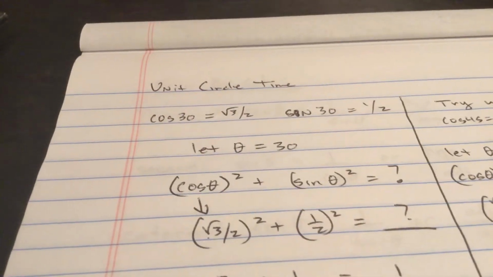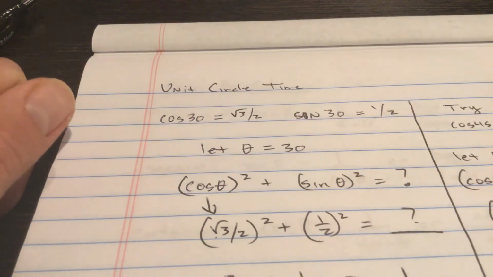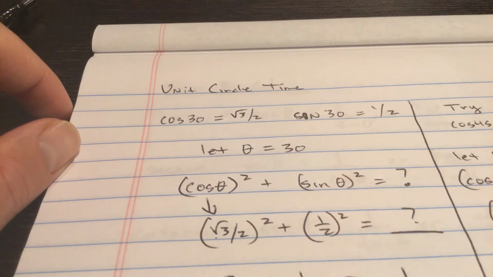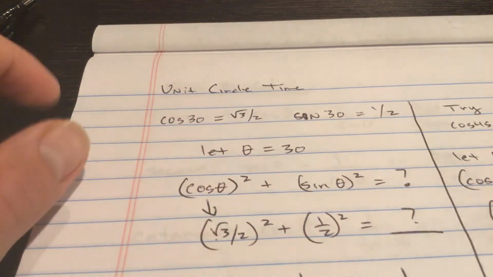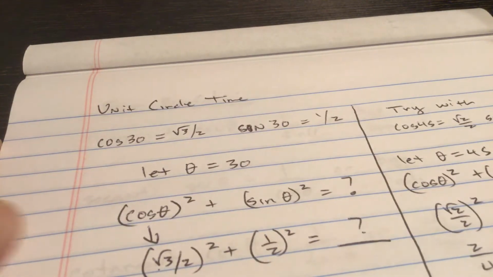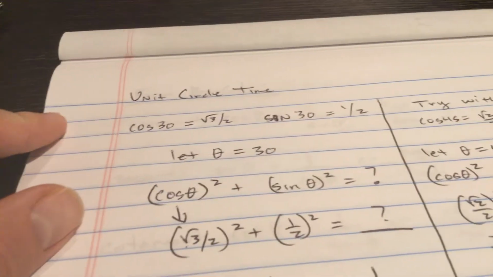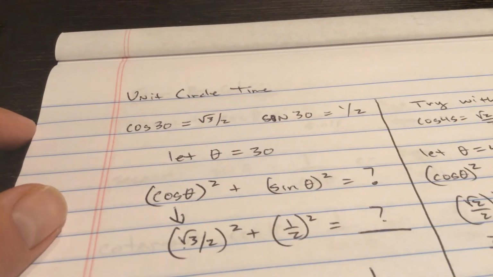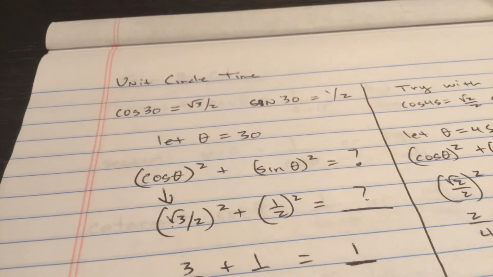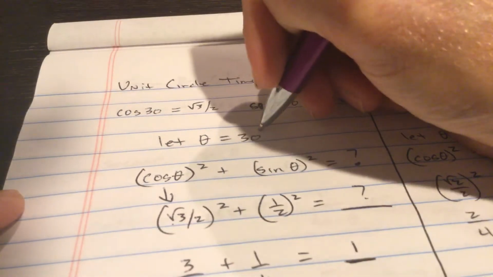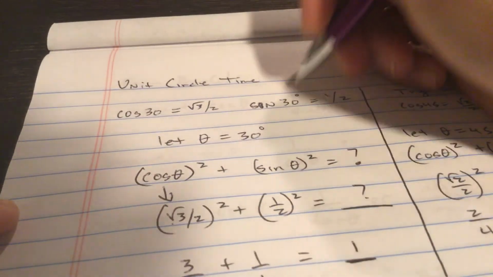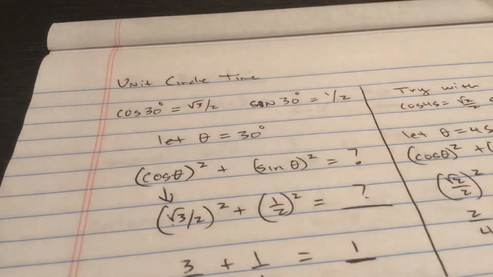So unit circle, well, a precursor to the unit circle here. You know that cosine of 30 is root 3 over 2, and sine of 30 is 1/2. So we got that from the last page. Let theta be 30 degrees. And this is in degrees, sine of 30 degrees, cosine of 30 degrees.